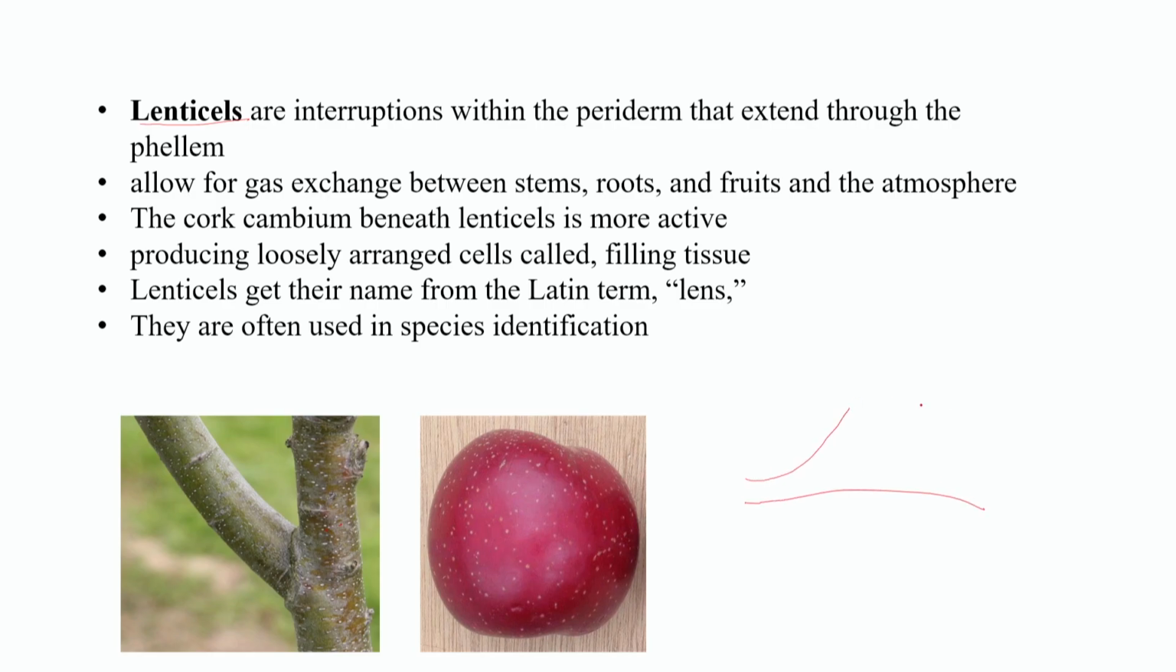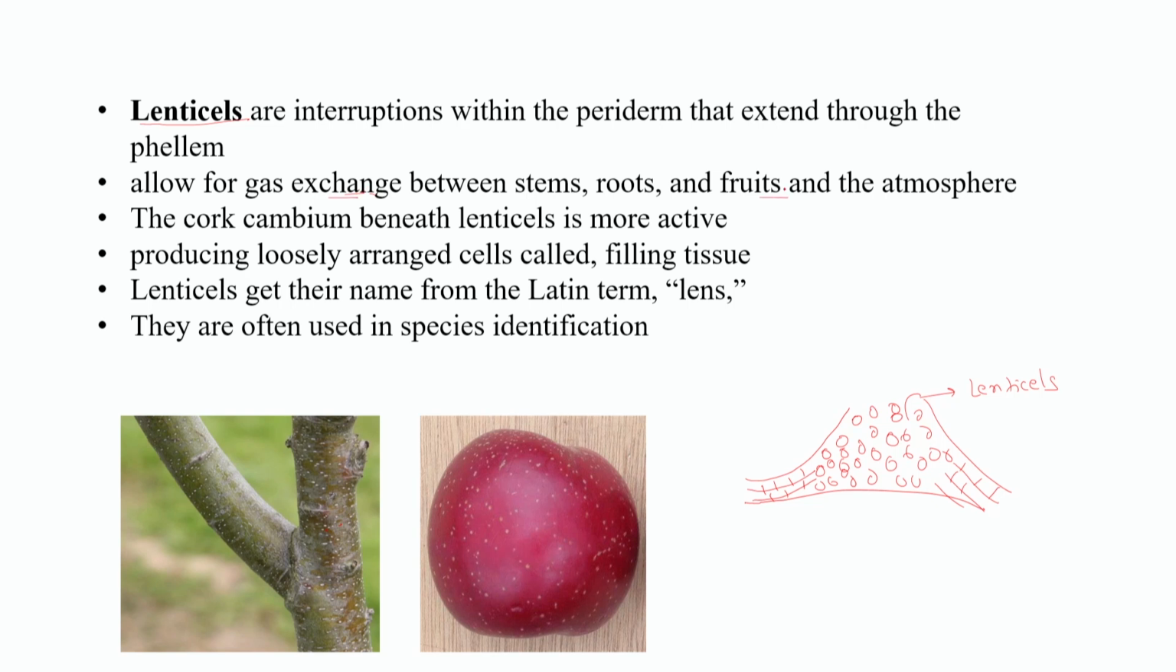So what are lenticels? They are loosely arranged cells which are found in the cork layer. This is the cork layer. In the cork layer you will find some loosely arranged cells, and they open like a pore, filled with loosely arranged cells. These are known as lenticels. These pores help in gas exchange. It is found in roots, stems and fruits also.